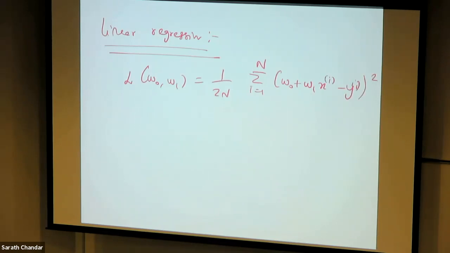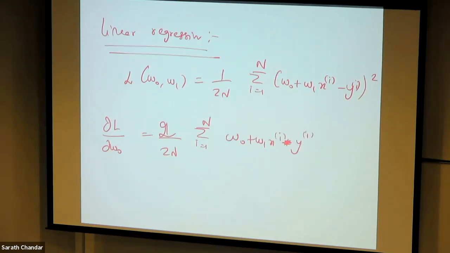Now, if I compute dou L with respect to dou W0, that is basically 1 over 2n summation over i equal to 1 to capital N. So this is x squared. When I differentiate this, I get 2x, right? So 2 times x, where x is basically the whole thing, W0 plus W1 xi minus y of i. Then I have to differentiate inside by chain rule. So if I differentiate this with respect to W0, I get 1.